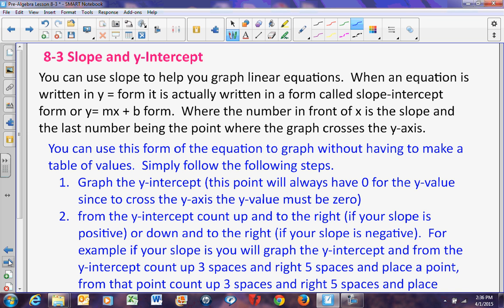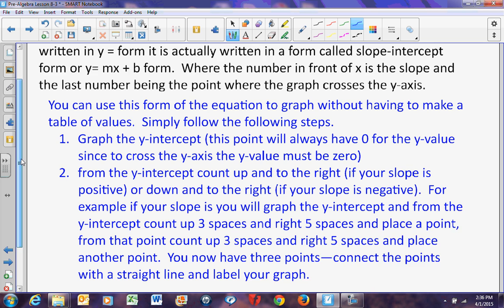When an equation is written in the form of y equals, it's actually written in what we call slope-intercept form, or y equals mx plus b form, where the number in front of x is your slope, and the last number is the point where the graph crosses the y-axis. You can use this form of the equation to graph without having to make a table of values. It makes the graphing so much easier. Simply follow the following steps.